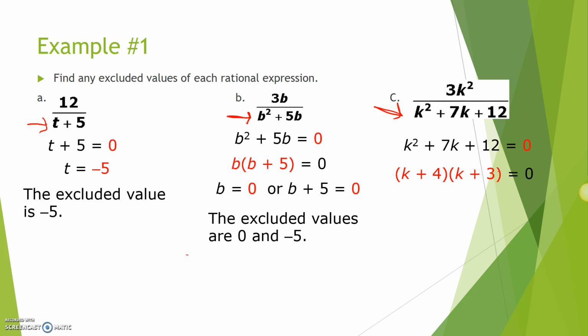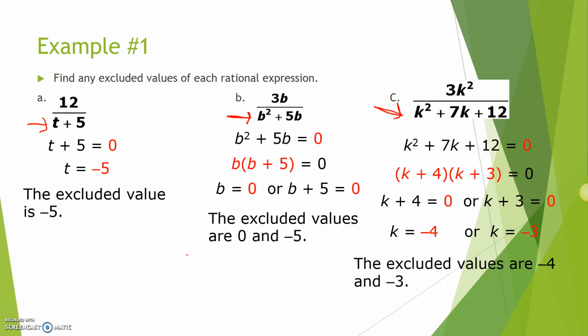And then we're going to set each of these equal to 0. So k plus 4 equals 0 and k plus 3 equals 0. We solve for k. So k is going to equal -4 or -3. So my excluded values for this are going to be -4 and -3.